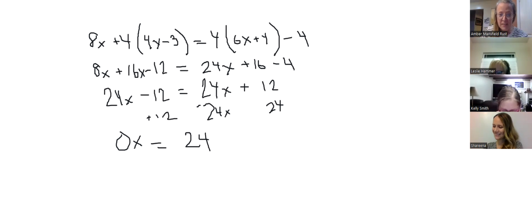Basically, I can't figure out where we got it wrong. So 0x equals 24, and there can't be a 0x, so it's just 0. I think this needs to be 0, but I'm not sure where we messed up. I can't see it either. Sometimes the more you look at it, the harder it is to see.